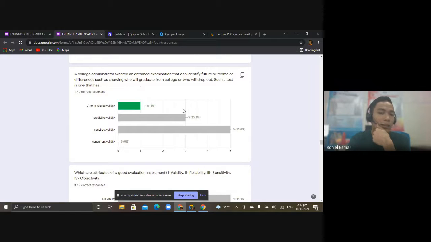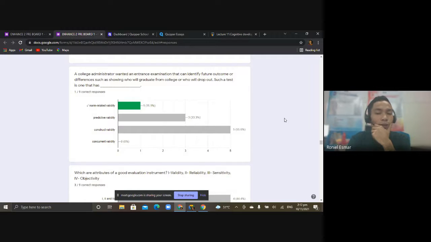The purpose of this entrance examination is to predict whether they will proceed to the next program in the college or survive the program in college or not. Or is it construct validity, concurrent validity? And again, if one of the purposes of conducting an assessment test or an examination is to compare the performance of one student to the other, then we are pertaining to norm-referenced validity.